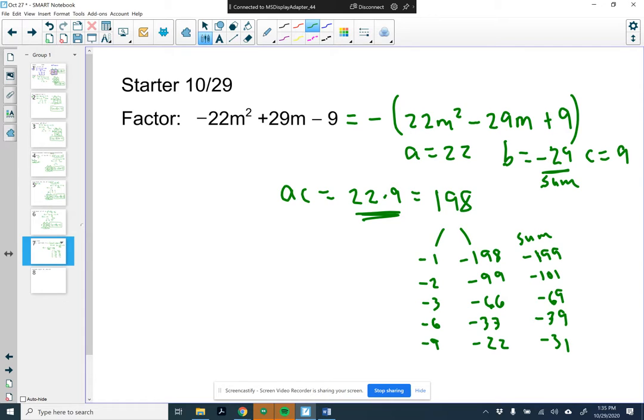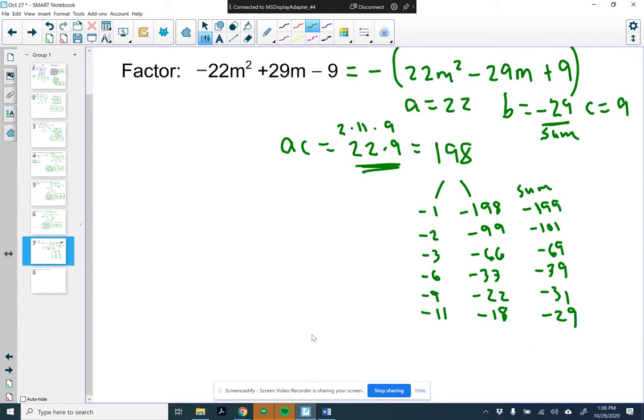Is it divisible by 10? No. 11? Yes, because 22 is divisible by 11. If we do 198 divided by 11, or we do a little creative math and we take a 2 from here and push it over with the 9, we have 11 and 18. That adds up to -29.